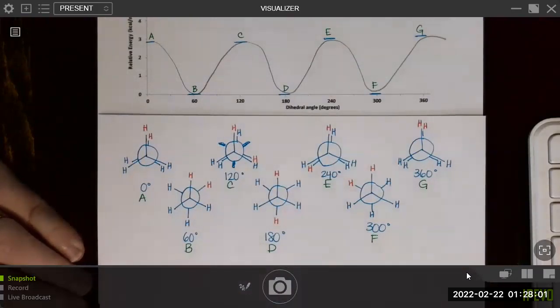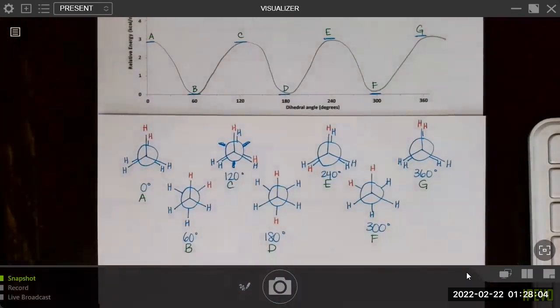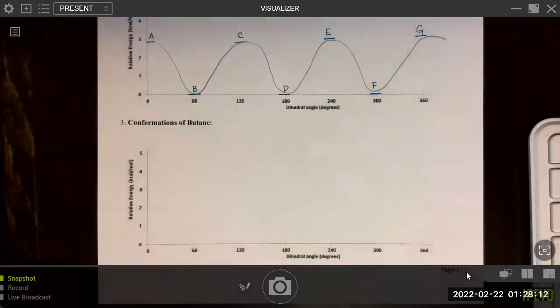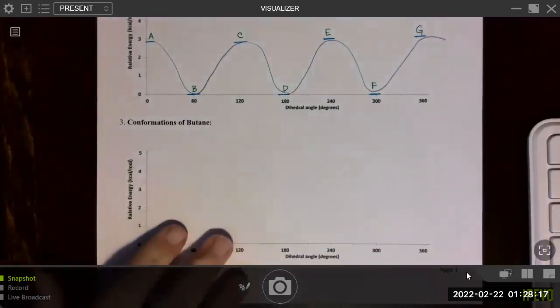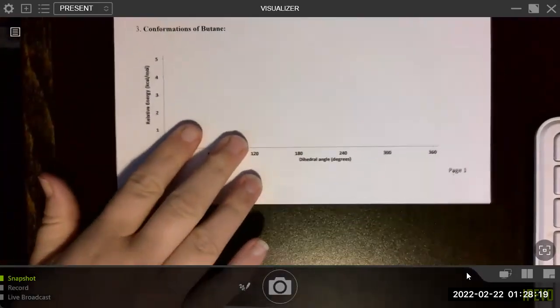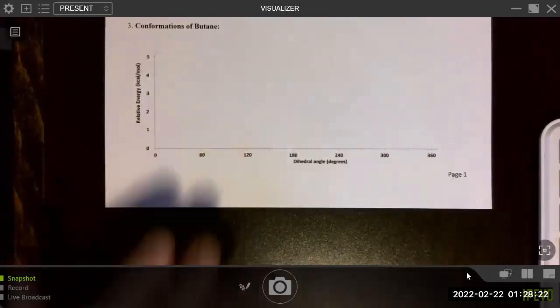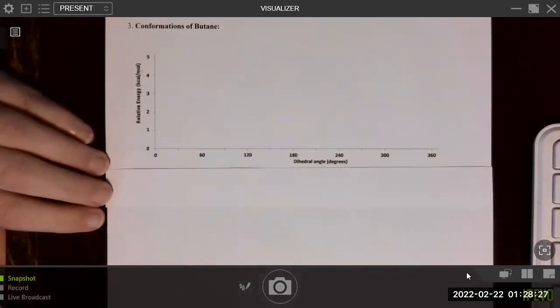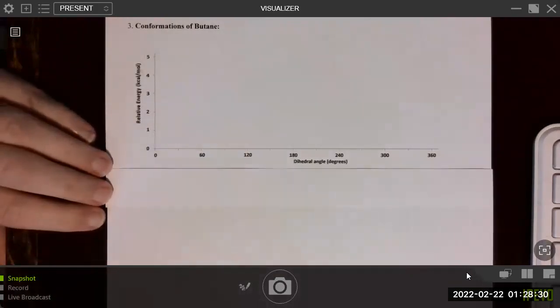Okay, so moving on then to butane. It doesn't say so, but it probably wants us to look down that center carbon-carbon bond. It's going to be a little more challenging just because there are more energy levels to consider for butane. But we can do it the same way. We can look at all of the different Newman projections separately and then label them and then put them onto the graph.